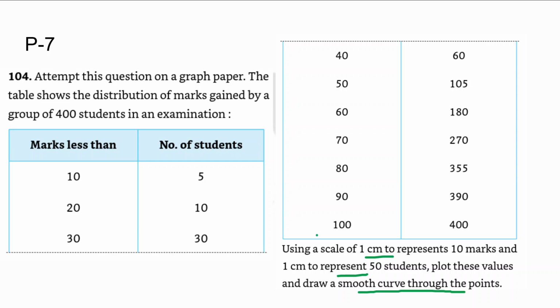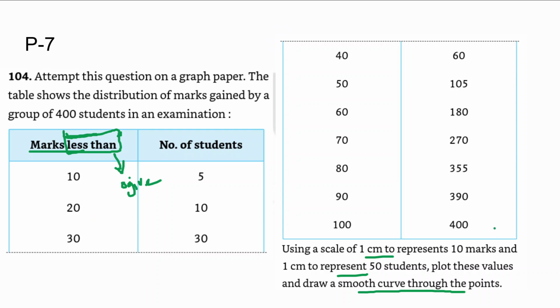Here if you see marks less than, they haven't mentioned the word ogive, but if the words marks less than or less than are there, then remember this is a hint for ogive. Less than is a hint for ogive. If you see marks less than 10, 5, 20, 10, 30, 10. And it keeps increasing, 5, 10, 30, there is no dip. It continuously keeps increasing. So this is also a hint that this is ogive data.